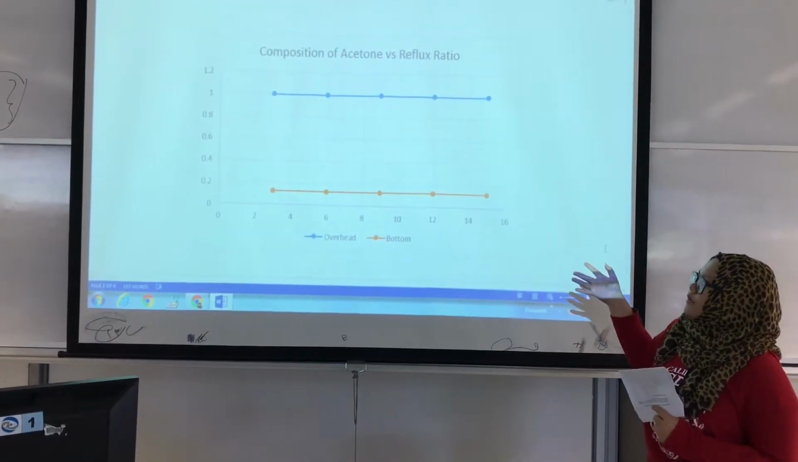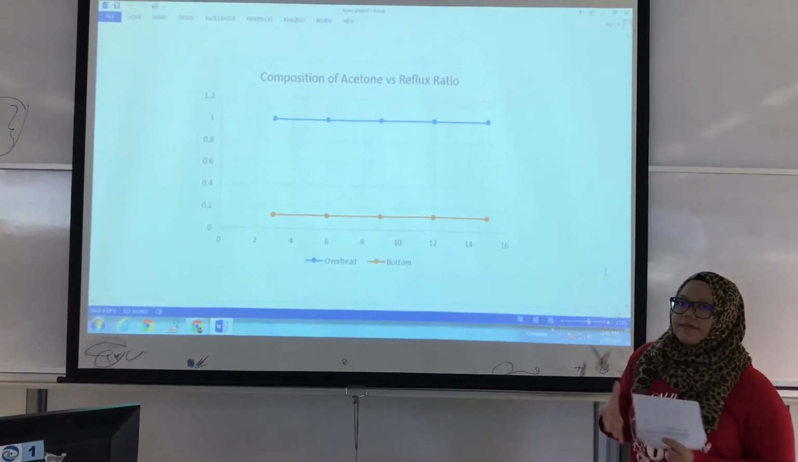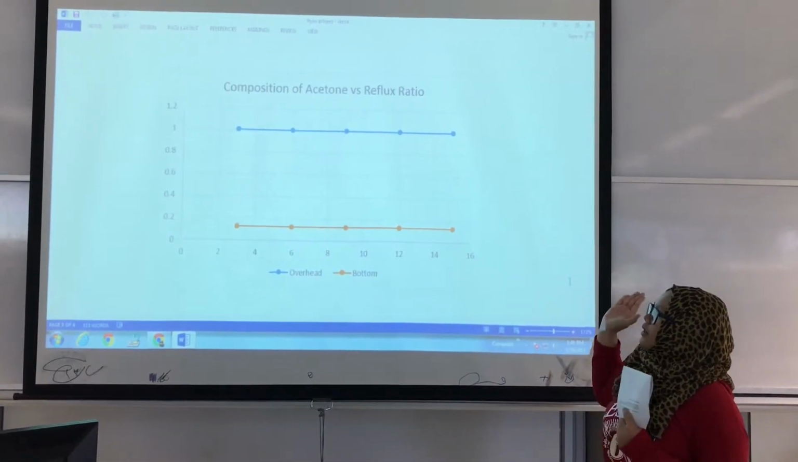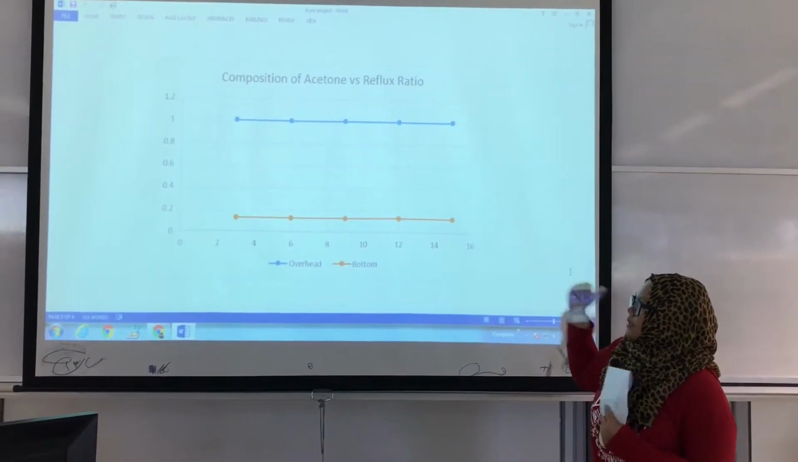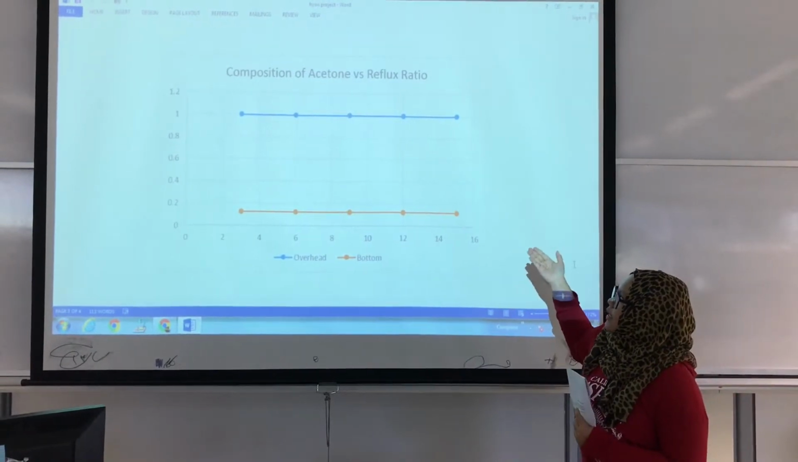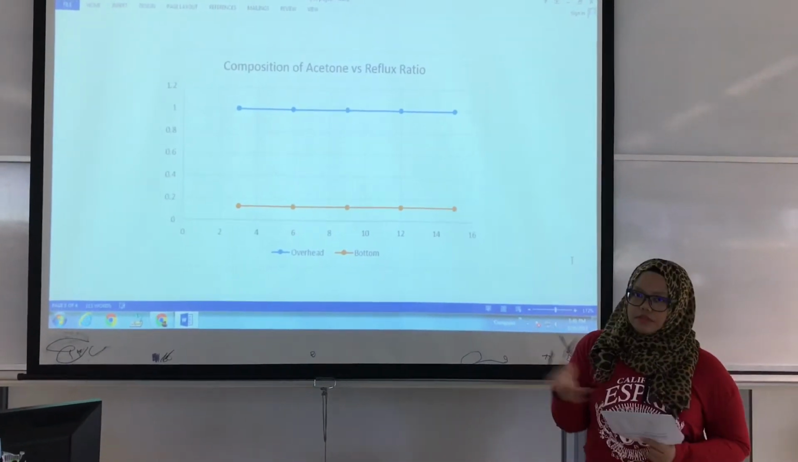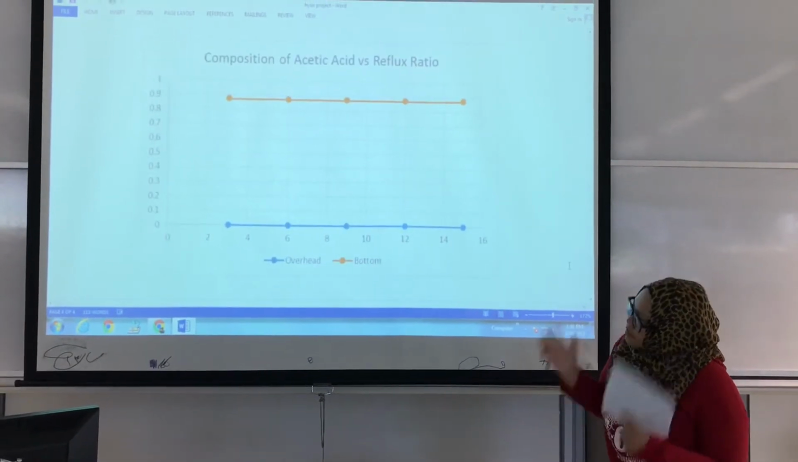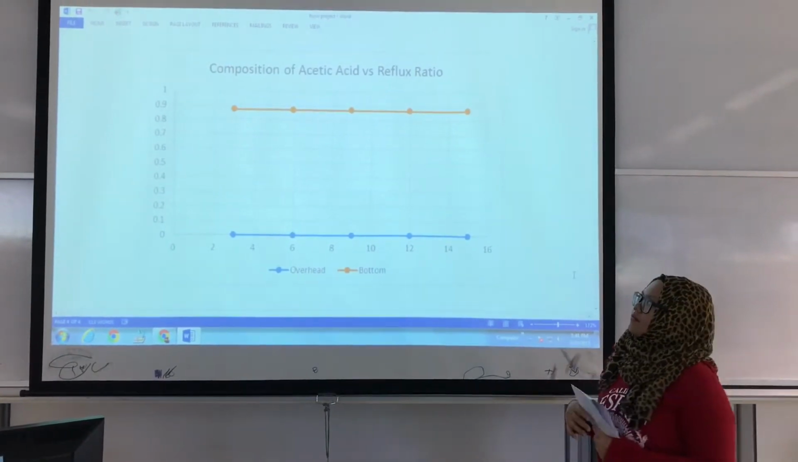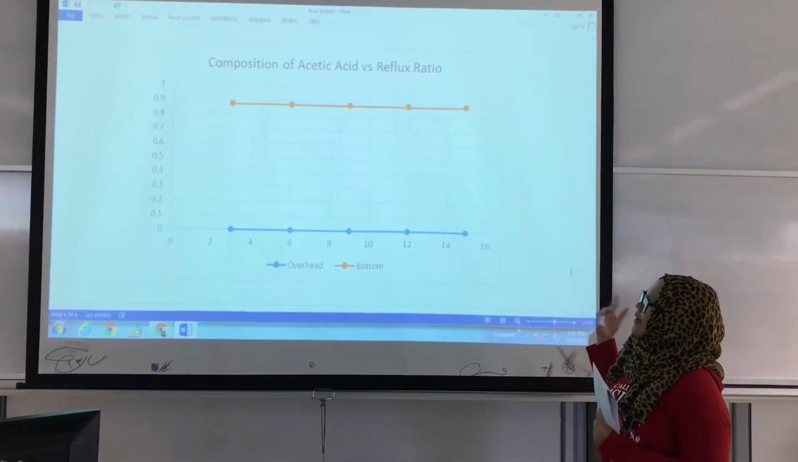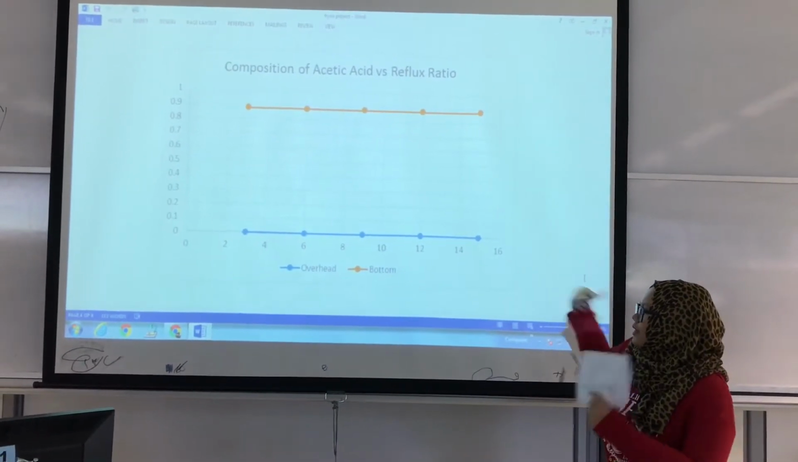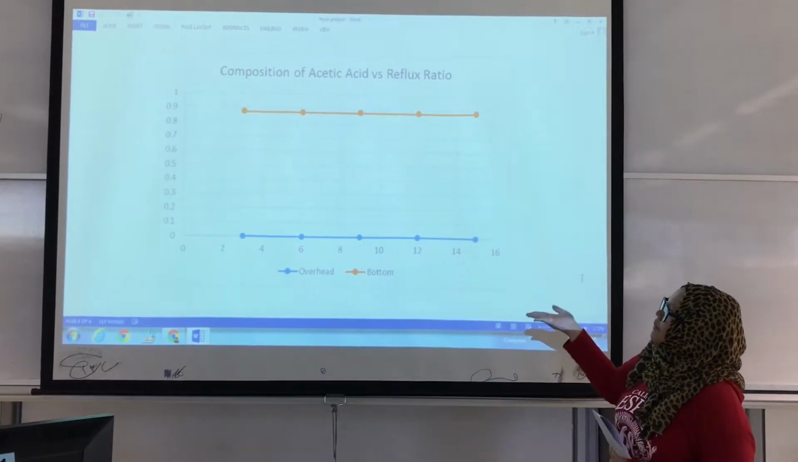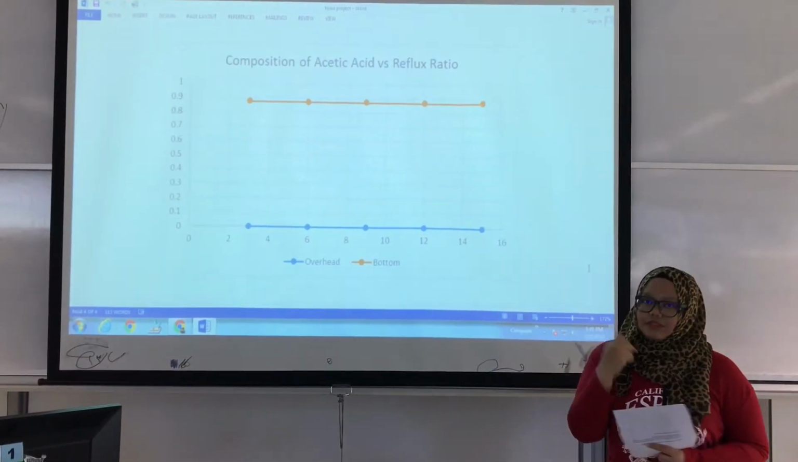Okay, this is the graph. As you can see, it's the same as before. It means that as the reflux ratio increases, the composition of acetone for the overhead and bottom product also remains constant. Next. And it's the same for the composition of acetic acid. It means that the overhead and bottom product remain constant as the reflux ratio increases.